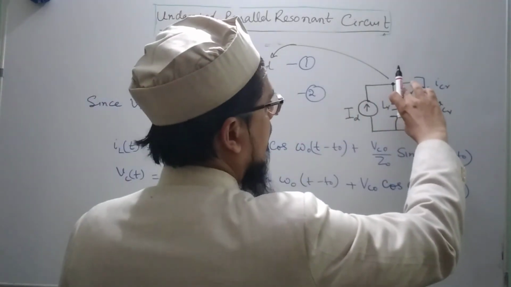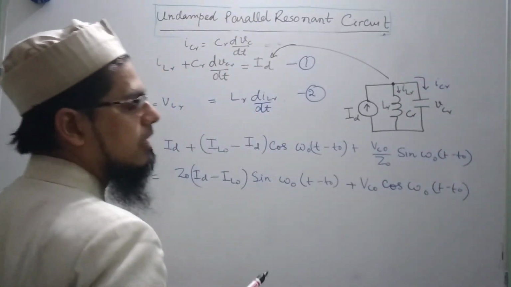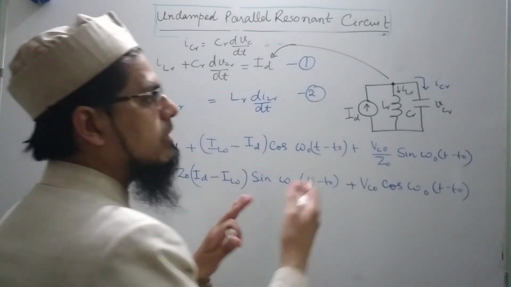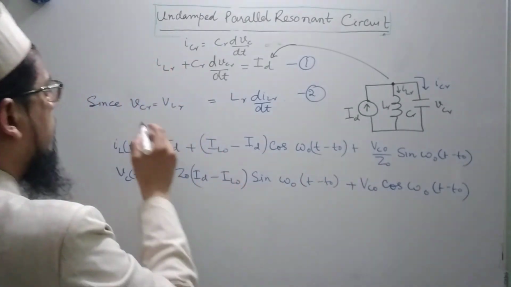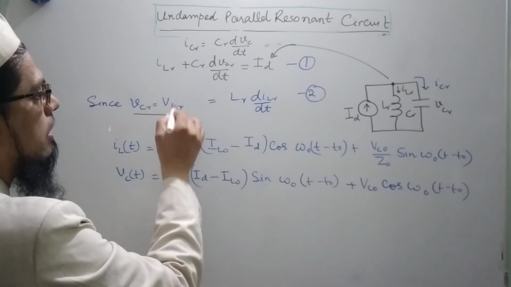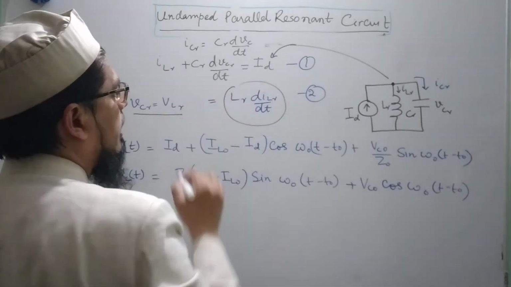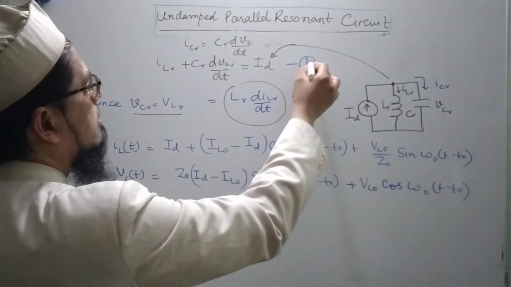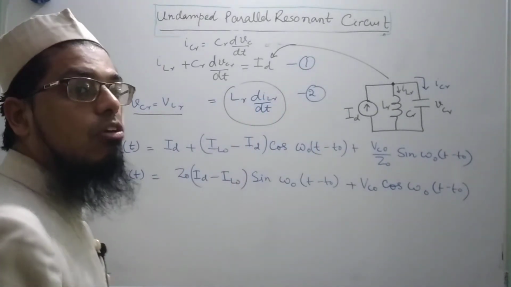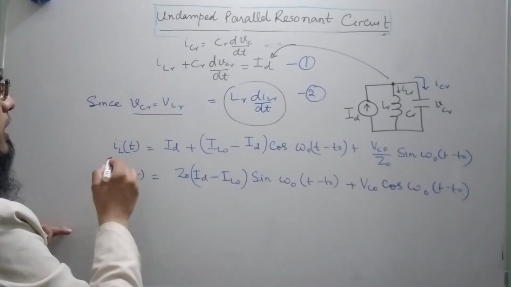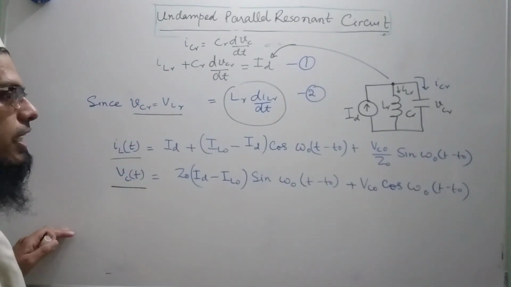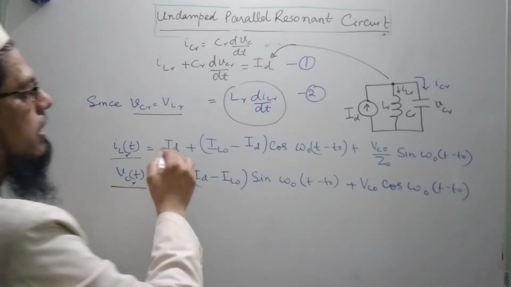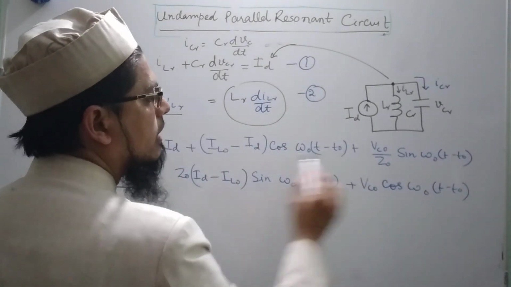Moreover, since the capacitor and the inductor are in parallel, the voltage appearing across the two would be the same. So VCR equals VLR, and VLR is nothing but LR dILR by dt. Now, combining equations 1 and 2, we will again get a second order differential equation. If I solve it, I can get the expressions for ILR(t) and VCR(t), which are given by the expressions I have written here.